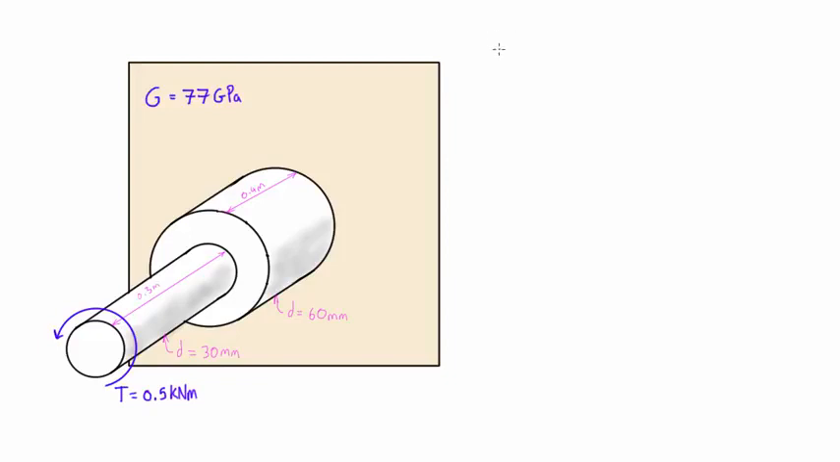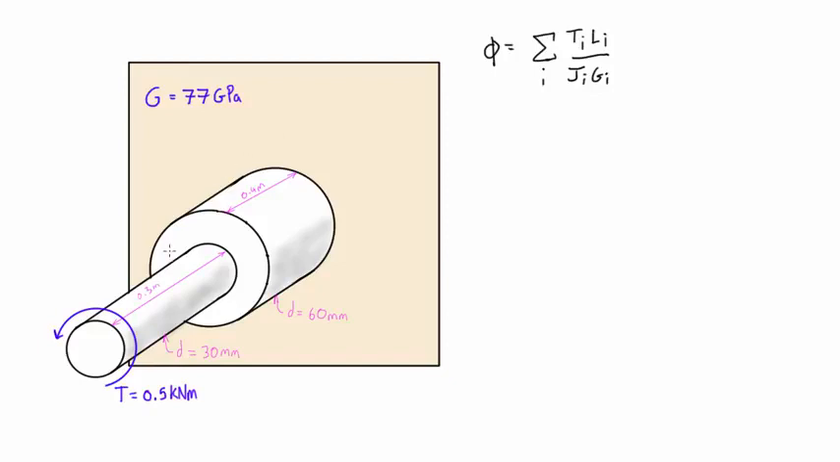So the way that we do this is we use our angle of twist formula, which is equal to the sum of all of the parts, and the parts are where any of these change. So we have TL over JG, and each of those has that little i there representing each of the parts.